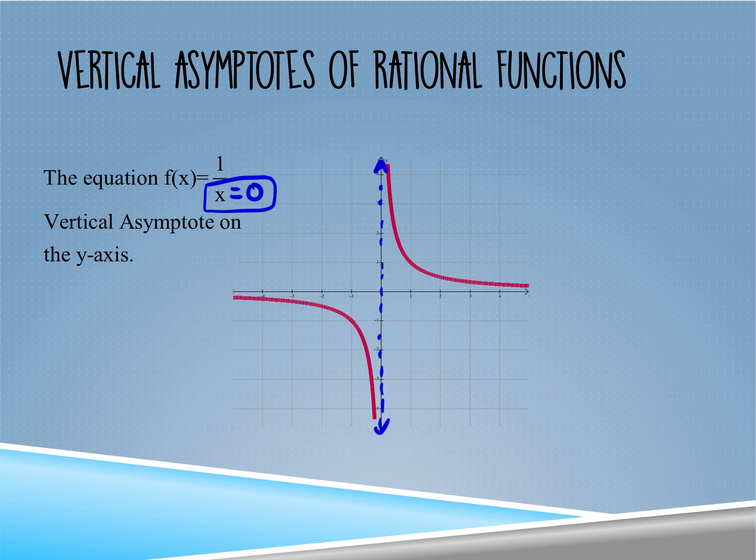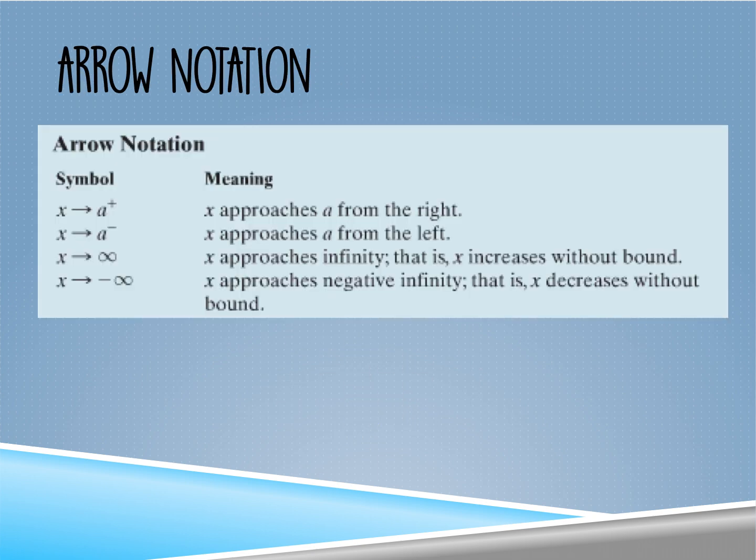So with rational functions, a lot of times we'll have vertical asymptotes or horizontal asymptotes where our graph gets really, really close, but does not touch the asymptote. We're going to skip the arrow notation for now. We might come back to it tomorrow, but we don't really do anything with it.